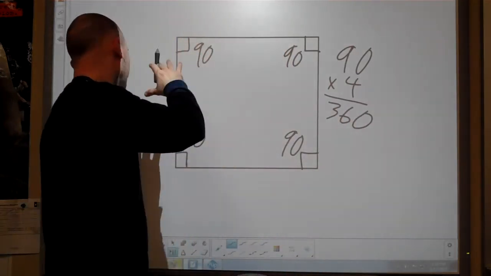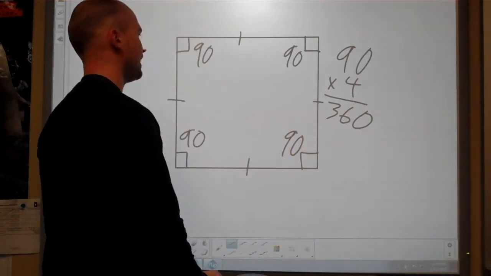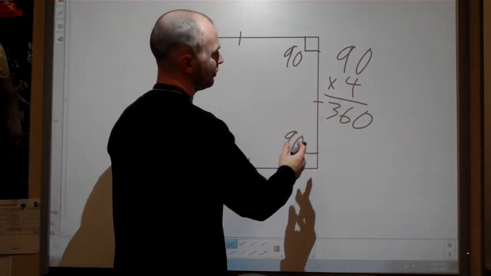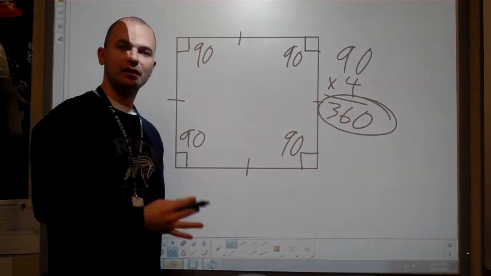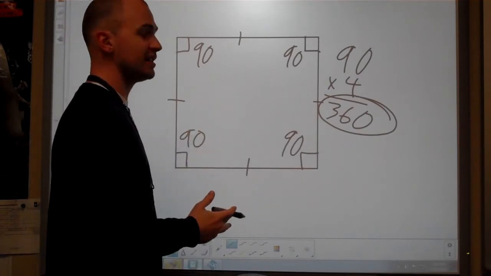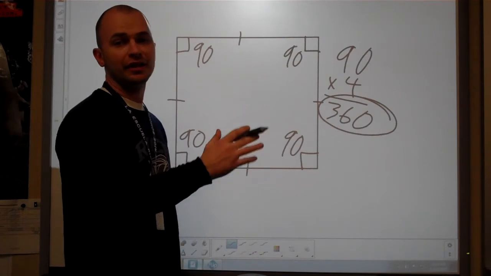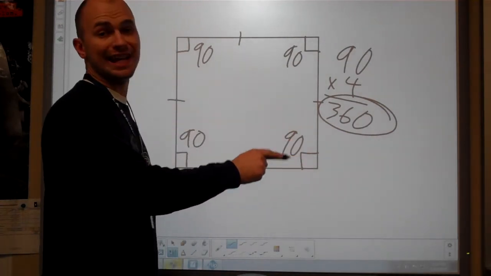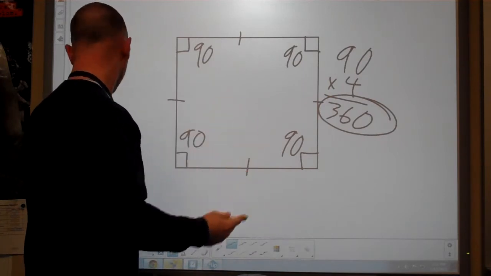So, this is a square right here. Those tick marks mean they're all the same side. A square is a quadrilateral. A square has 360 degrees, like all quadrilaterals. All quadrilaterals have 360 degrees, similar to how all triangles have a measure of 180 degrees if you add up all the angles.